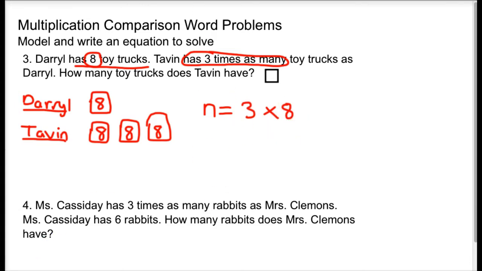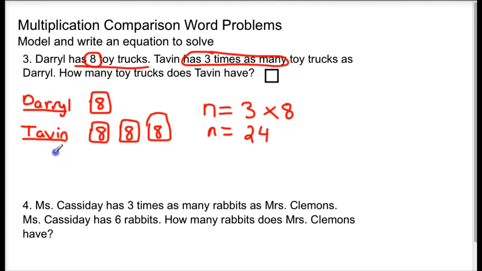We have to be careful that we're not thinking that it should be 8 times 3, because that is not representing this model that we just drew. Now we can solve for this equation. N equals 24. 3 times 8 is 24. And if we add all these 8s up for Taven, we can figure out how many he has.